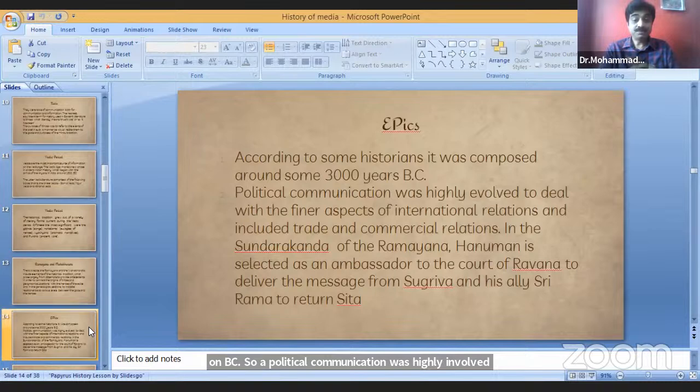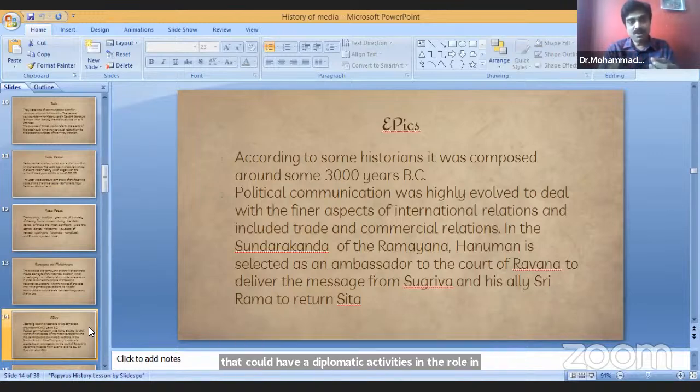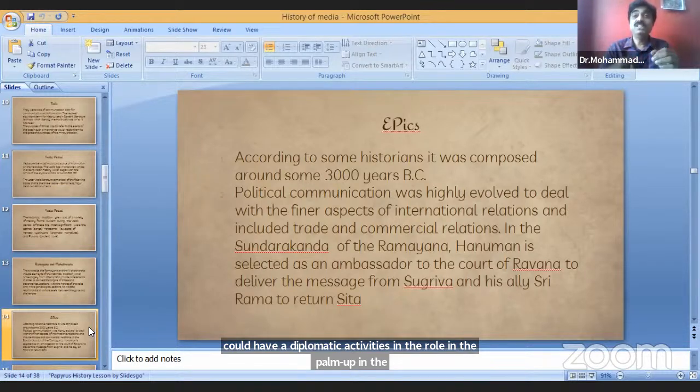In the Sundara Kanda of the Ramayana, Hanuman is selected as the ambassador to the court of Ravana to deliver the message from Sugriva and his ally Sri Rama to return Sita. That kind of diplomatic activity, in the form of Hanuman, shows how he reached Ravana, how he appealed, and how he passed the message of Rama to return Sita.